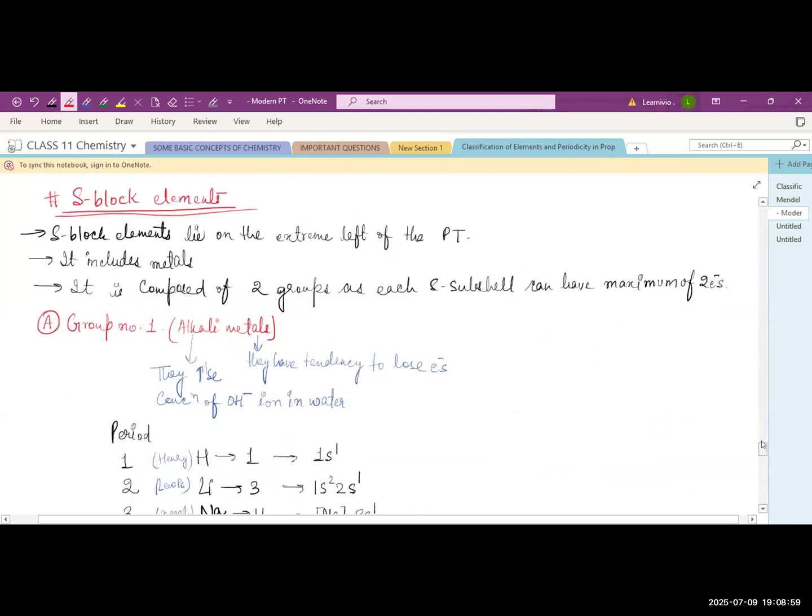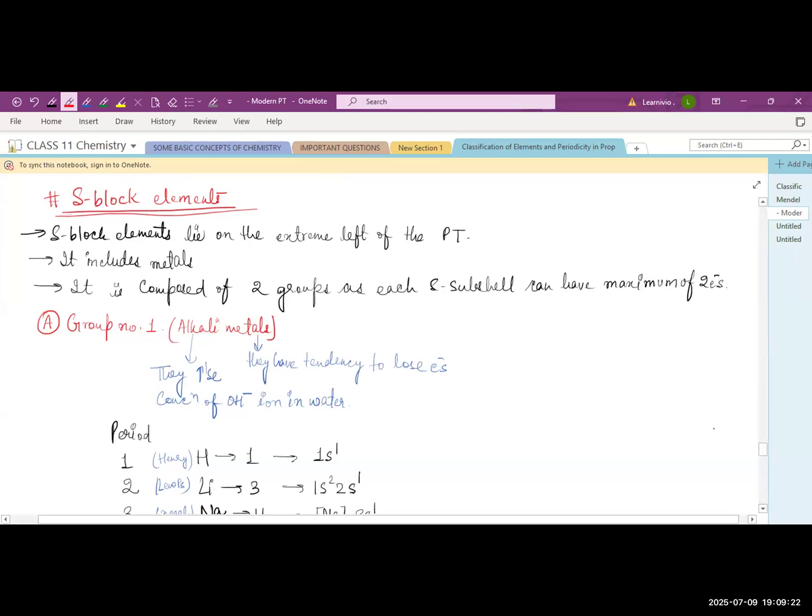Next one. Now we will see, we know that there are 4 blocks. Basically, there are 4 blocks: S block, P block, and D and F block. Okay, तो हम इसे details में देखेंगे. What are S block elements? What is the general electronic configuration of each group? Okay, and so on. So we will see in details.